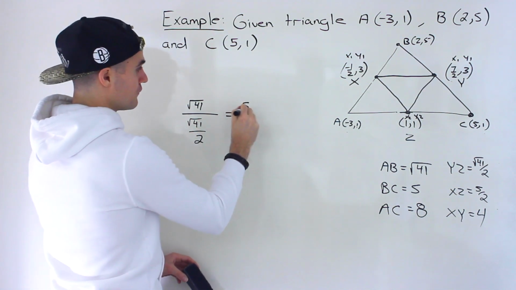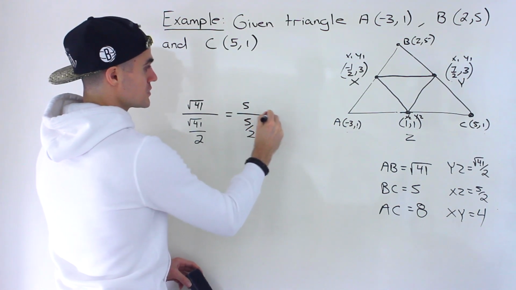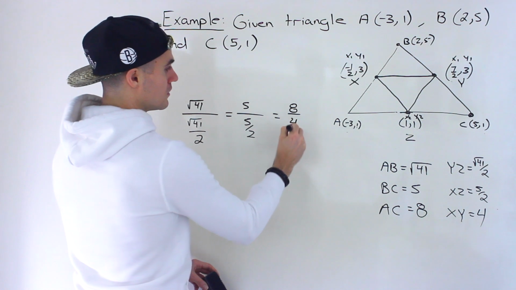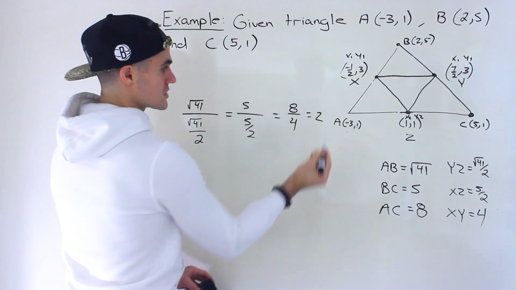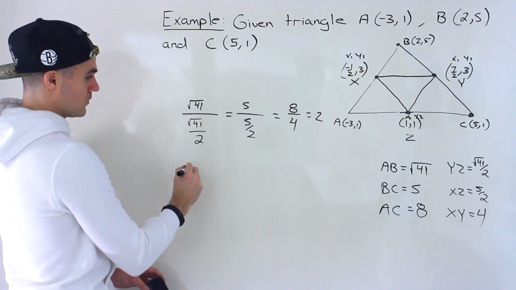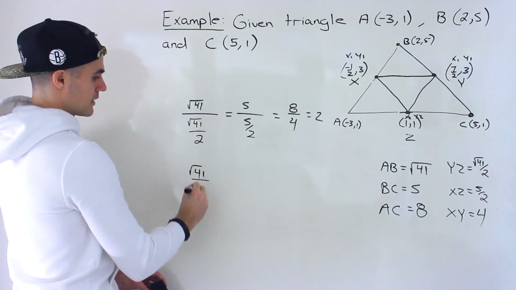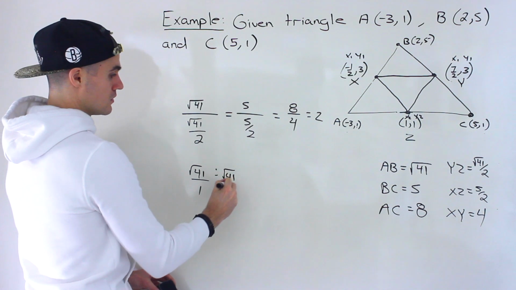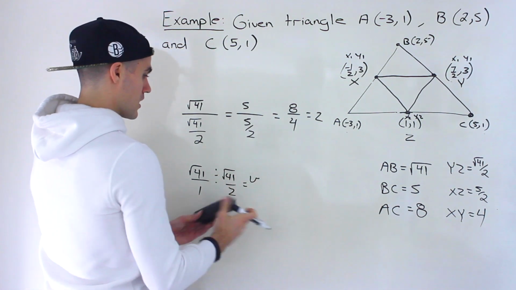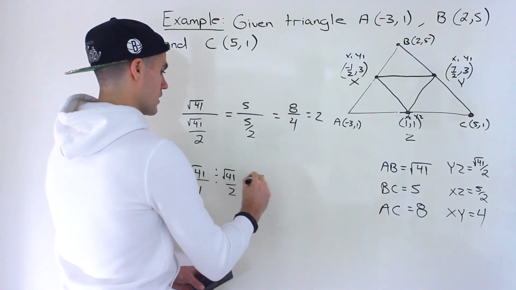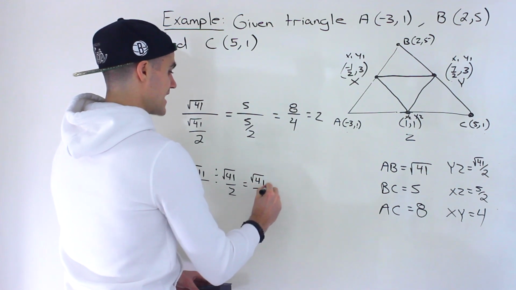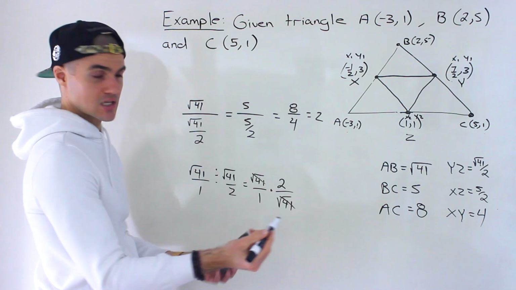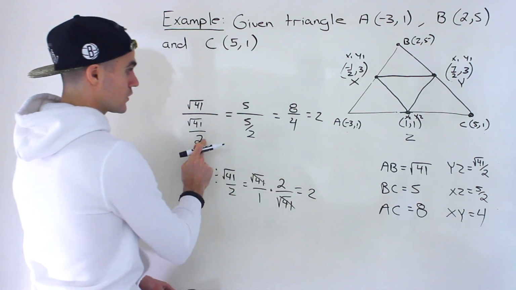That's going to equal 5 over 5 over 2, which is going to equal 8 over 4. And all of these is just going to be 2. This root 41 over 1 divided by root 41 over 2 is like root 41 over 1 times 2 over root 41, and then notice the root 41s are just going to cancel out. We're just going to end up with 2 over here.